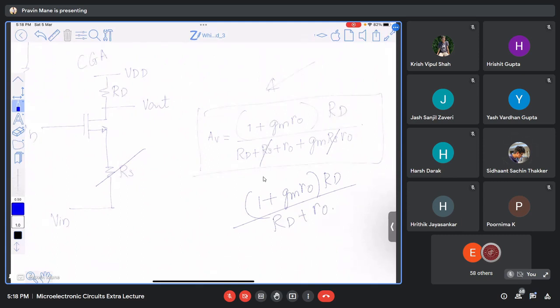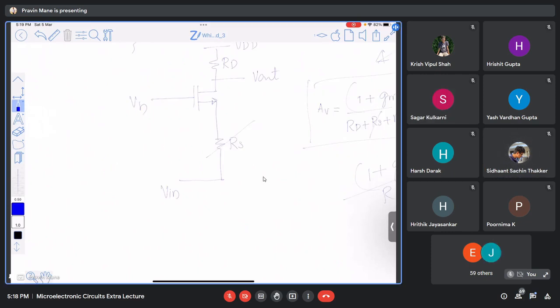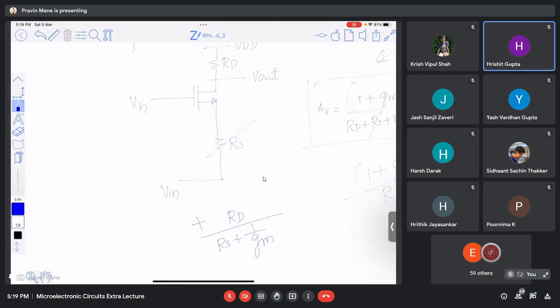Could you tell what it is without r_o? Without r_o, for common gate, the formula is the same: R_D upon R_S plus 1 by g_m. The gain is positive. So there is no difference between the gain of a common gate amplifier and a common source amplifier in terms of magnitude. The sign is different, but in terms of impedances, they are totally different.